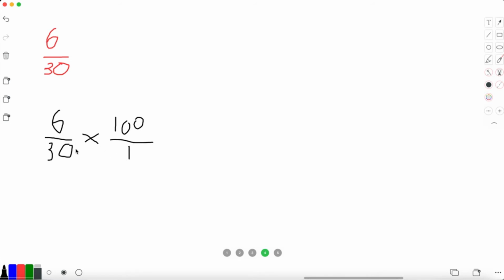So, first thing we do is simplify the equation. So 6 goes into 30 five times. And 5 goes into 100 20 times. So 20 times 1 equals 20, and that's 20%. So I think you should be getting the hang of it now, but we'll do two more.